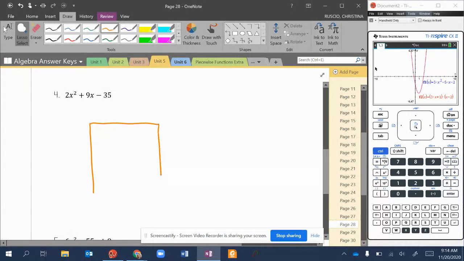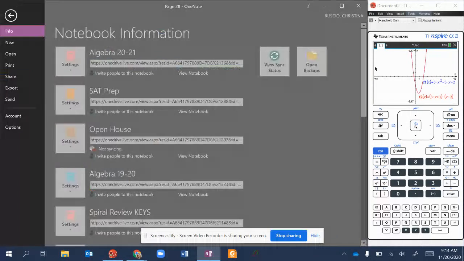Number 4, let's factor, set up the box. Okay, so 2x squared top left, minus 35 bottom right, and my tail is positive 9x. All right, let's factor this.